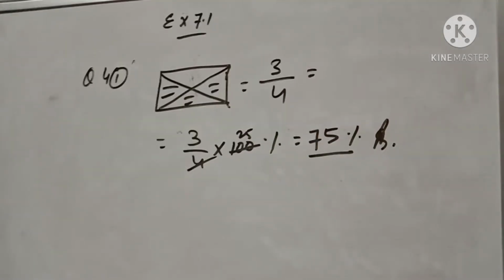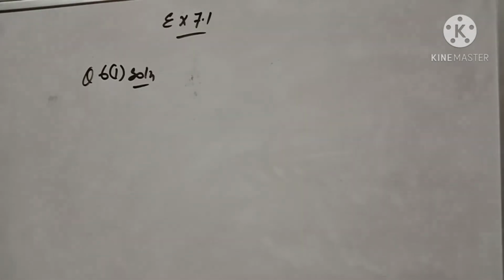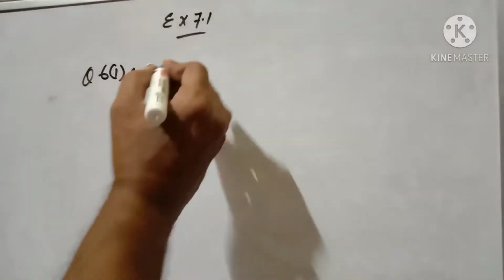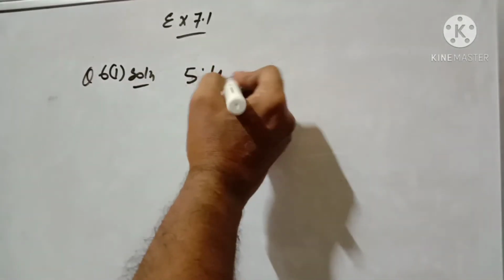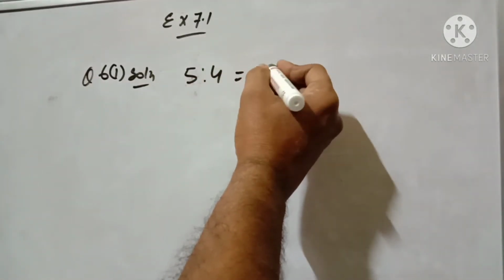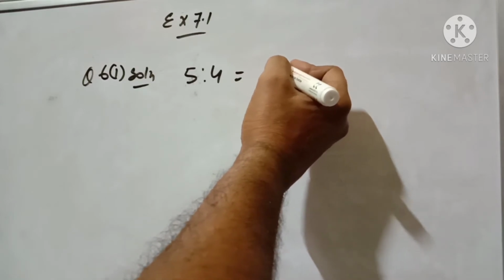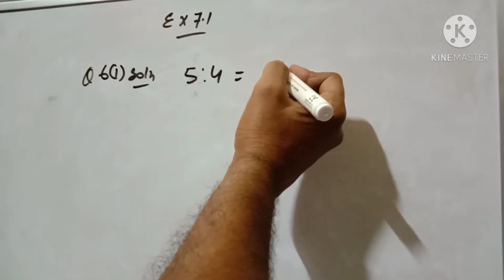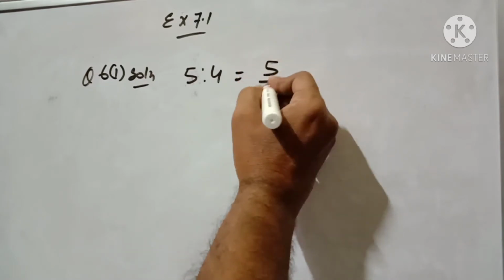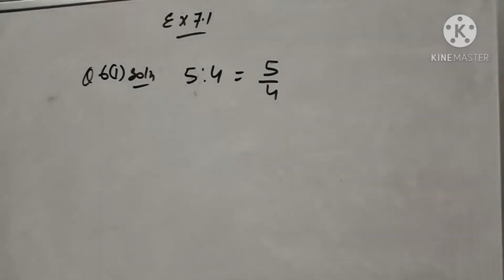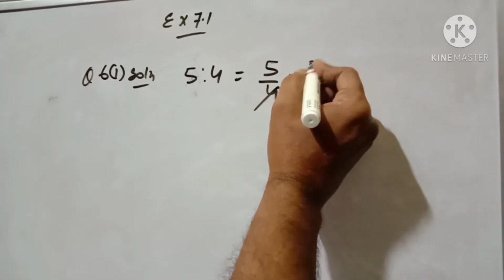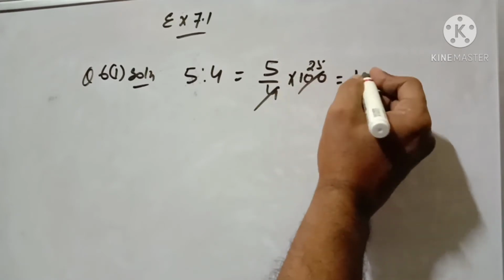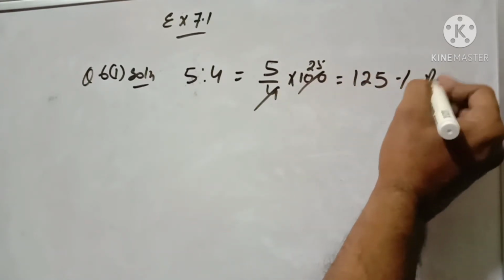Write down. Question number 6, first it is given, express the ratio, means 5 is to 4 as a percentage. That we can write 5 is to 4 means I can write 5 by 4, 5 by 4 into 100, and this will go in 25 times. So 5 into 25, 125%. This is our required answer.